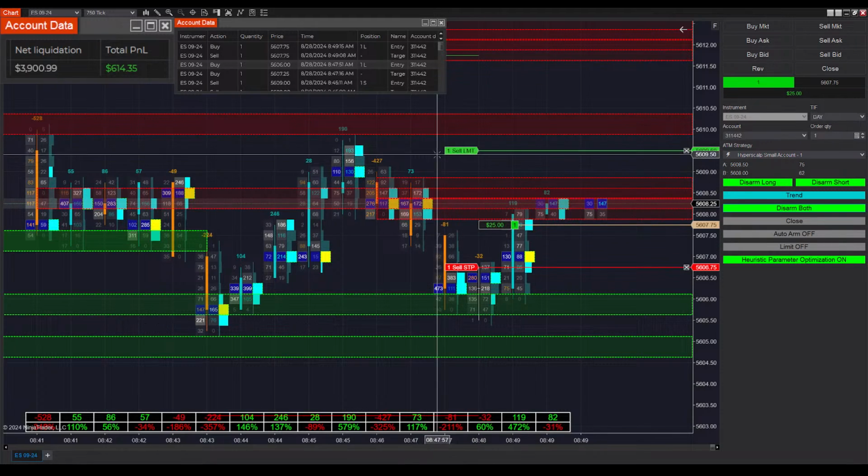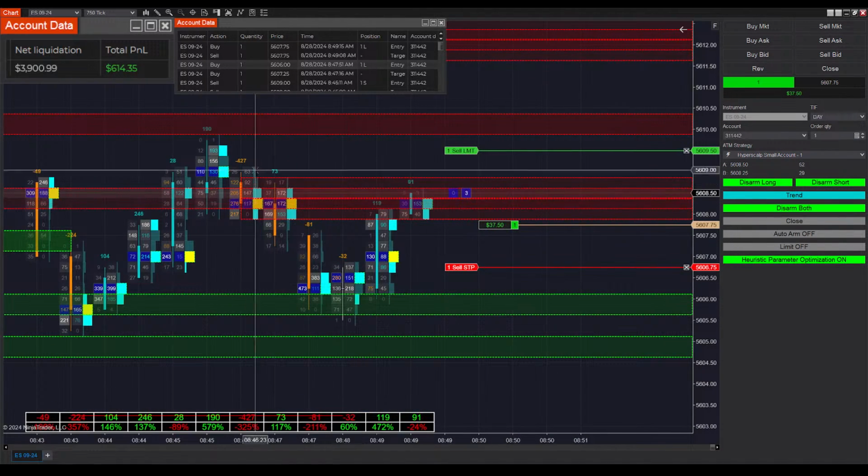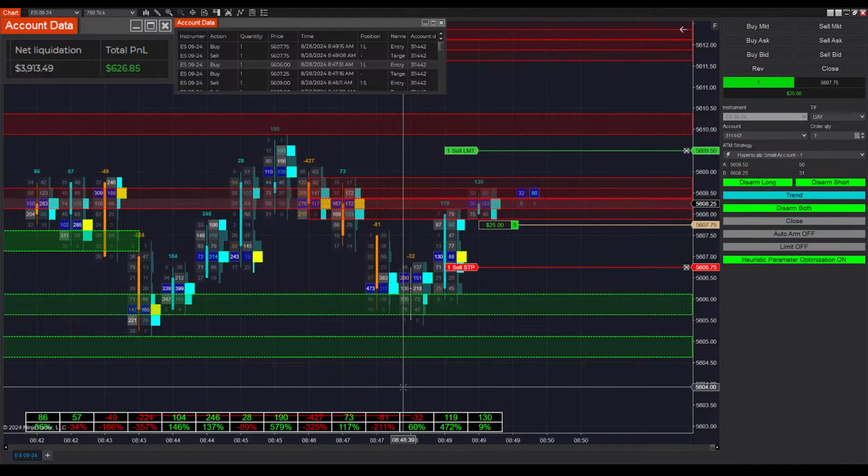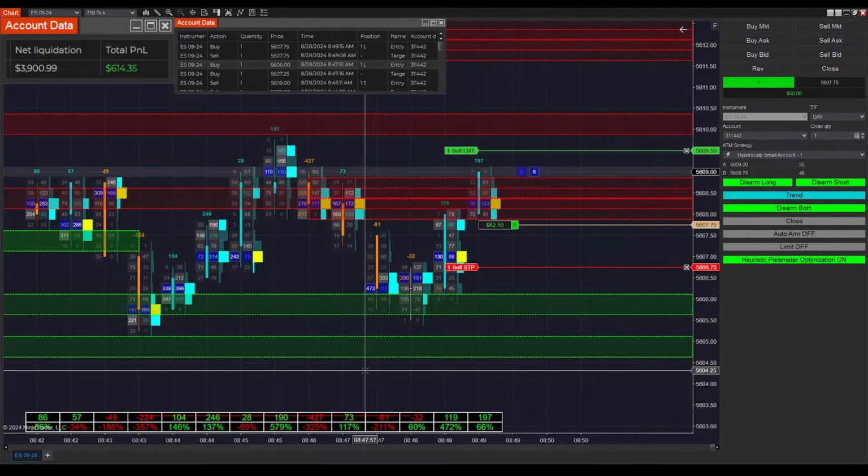Hey there, Mark. When you download the template, you actually have to go to Workspaces and select the ES template to load if you want the ES settings. We included both ES and NQ in that template.